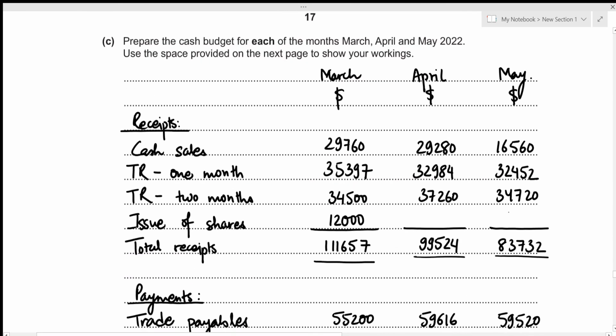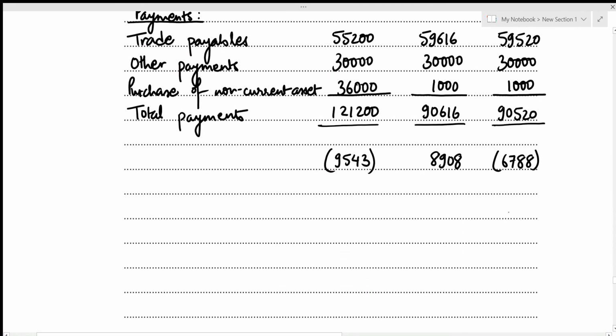So initial balance can be recorded under the heading of balance brought forward. So that's balance BF. For the month of March, we are given the information that it was 8,000 overdrawn, which means that 8,000 is a negative balance.